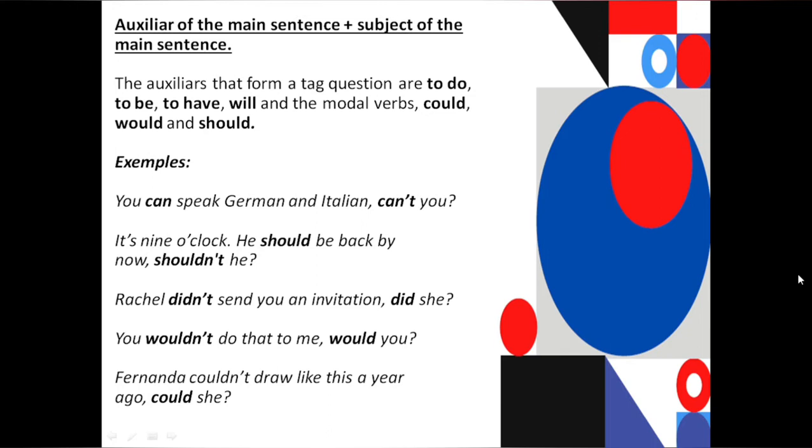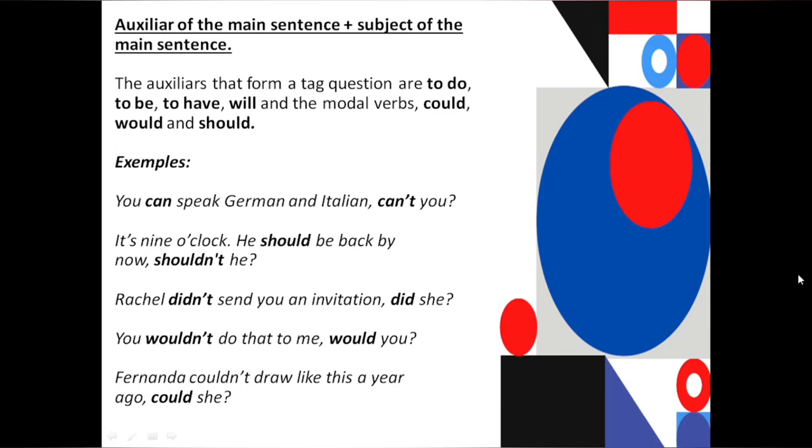And here another modal verb. You wouldn't do that to me, would you? Oh, I can't believe it. Would you be capable of doing that? So I think you won't. You wouldn't do what you're thinking of doing. No, I think you consider me your friend, so you wouldn't do that. But I still want to confirm. So would you? You wouldn't do that to me, would you?